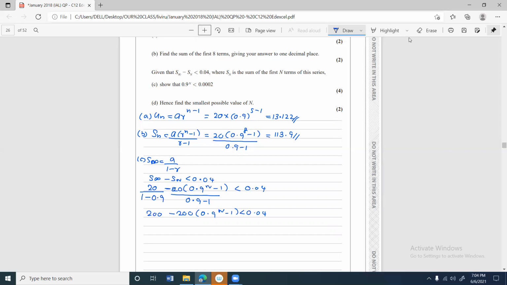Then I'll expand this bracket: 200 minus 200 times 0.9 to the power n. Some students might just multiply 200 with 0.9. That is wrong. You can't multiply when a power is there. Plus 200 is less than 0.04. Right, let's go ahead with this.